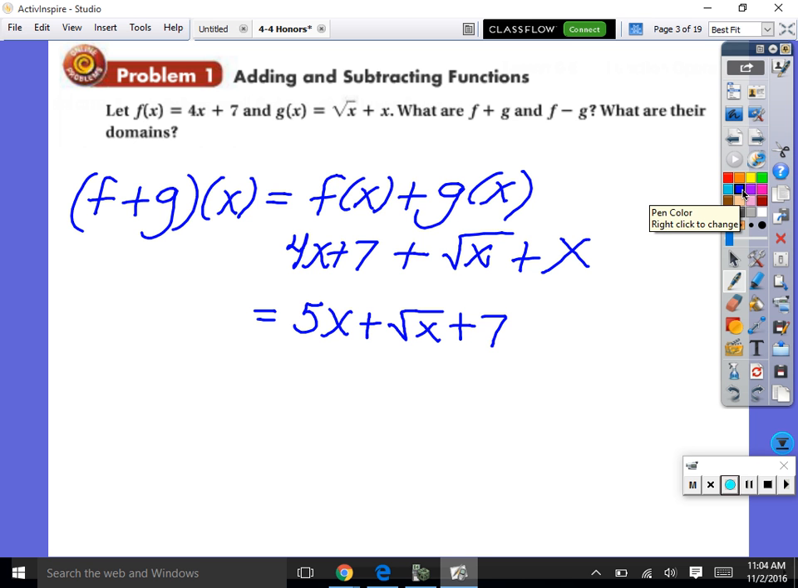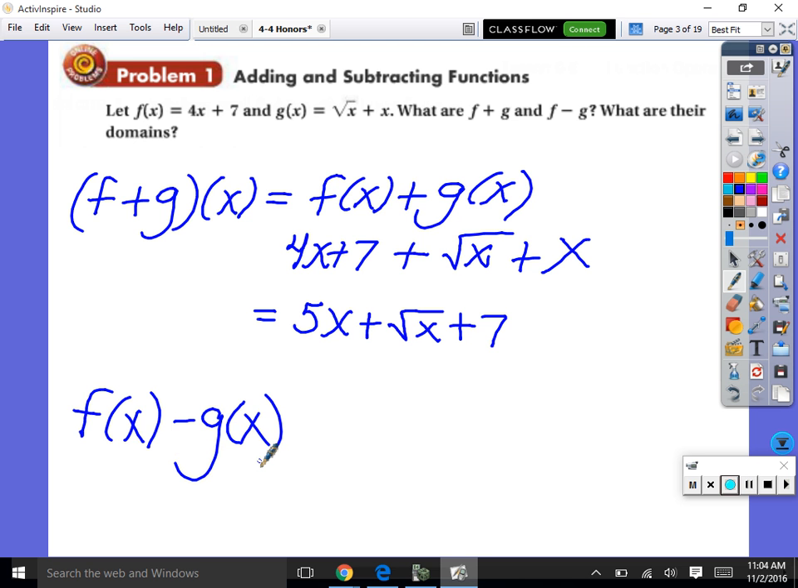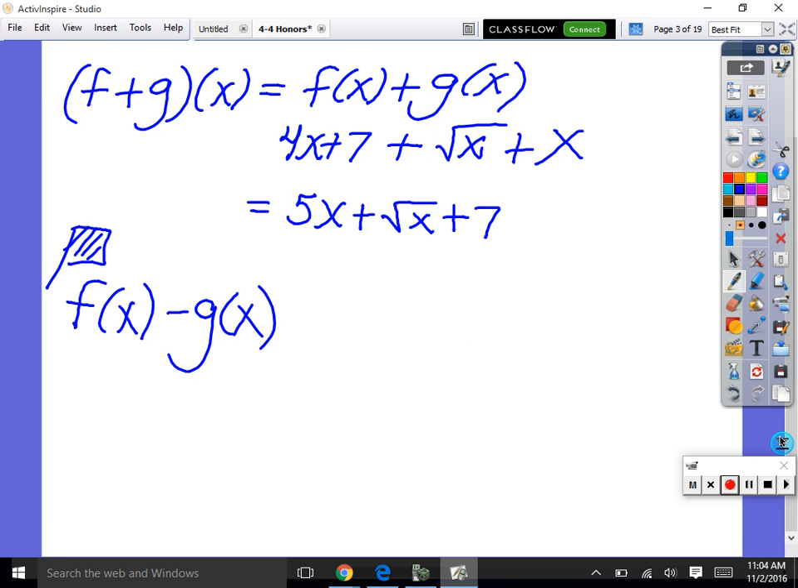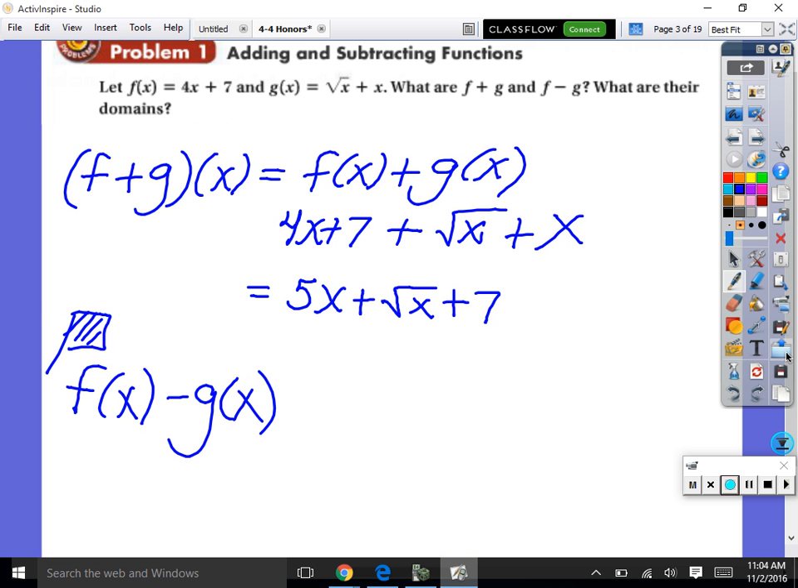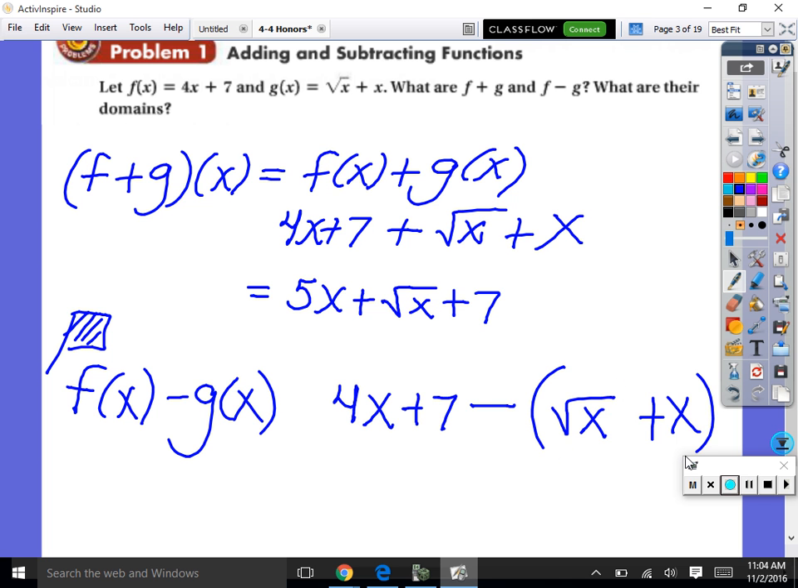So now let's do f minus g of x. So now we're doing f minus g. So that's f of x minus g of x. Now subtraction is just a red flag problem. Because remember, when subtracting polynomials, you've got to distribute the negative. So just make sure your algebra is all good here. Oh, I need to be able to see what f of x is. So f of x is 4x plus 7. Now we're subtracting all of g of x, so I'm going to put it in parentheses. So we have the square root of x plus x. Is everybody comfortable with that?